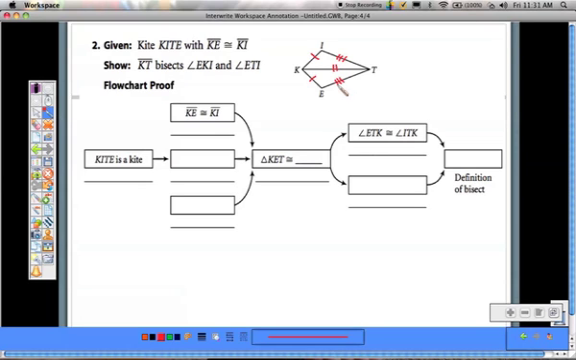Okay, so first, KITE is a kite, that's given. This was also given. All right, because this is a kite, IT, that side, is congruent to ET, and the reason is the definition of a kite. And we knew that KT is congruent to itself because it's the same segment.